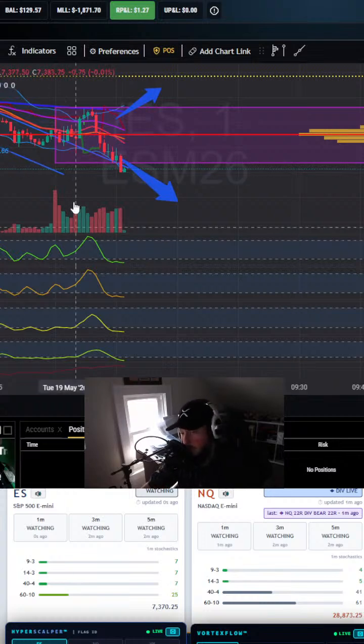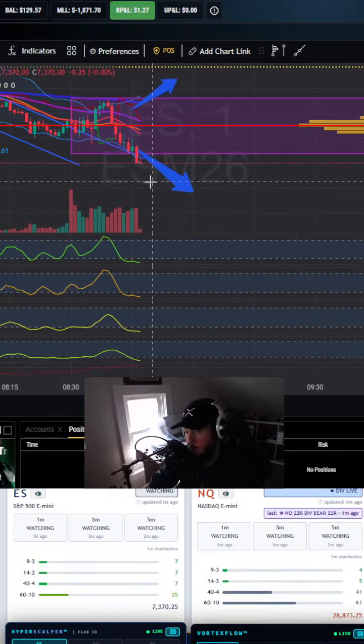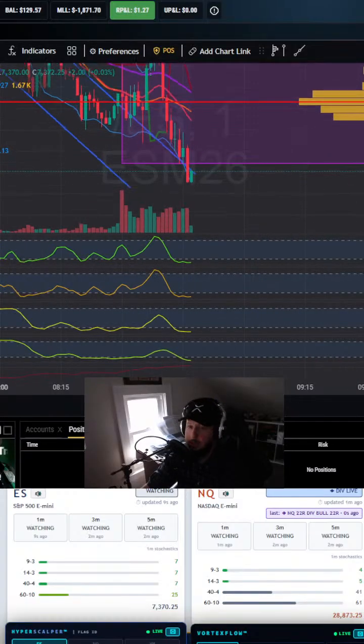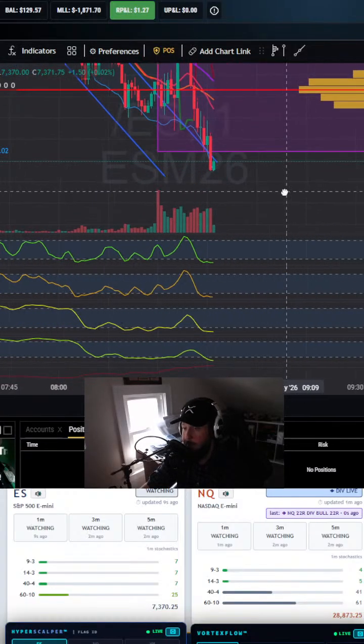And that's it. So now we've crossed below, right? So we're going to look for a moment that it's going to look like it's reversing and going up.